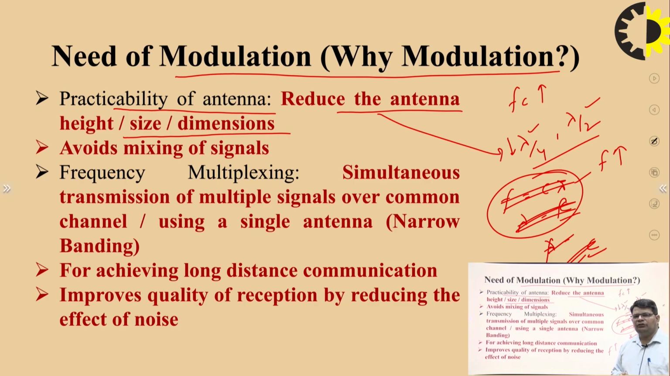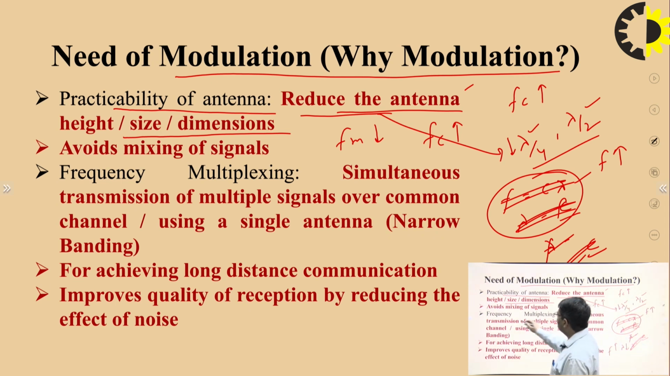And if the dimension of the antenna is low, that is, less material is required, it will occupy less space and it will cost less. So to get these advantages, we ensure the signal frequency should always be high. That's why, because the message signal has a low frequency, we use a carrier frequency of high value as compared to the message signal for carrying the information signal using the modulation process.